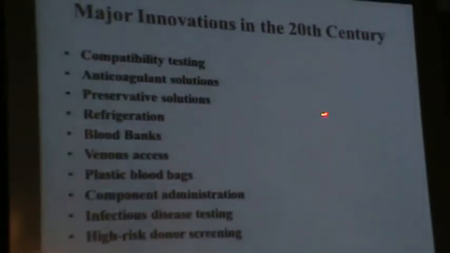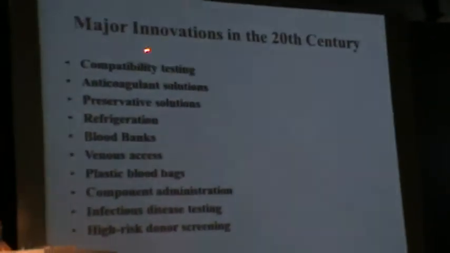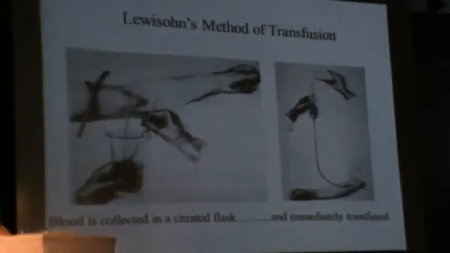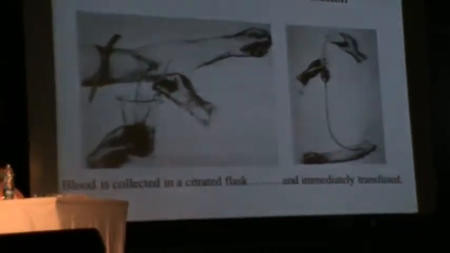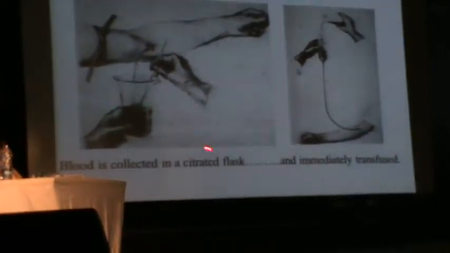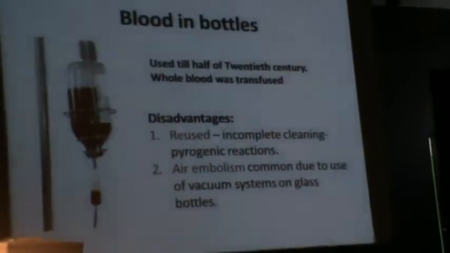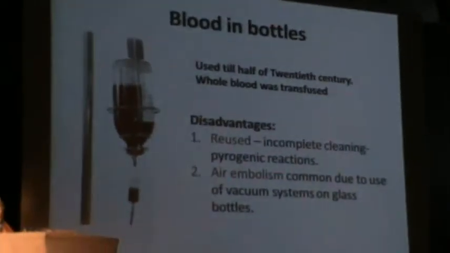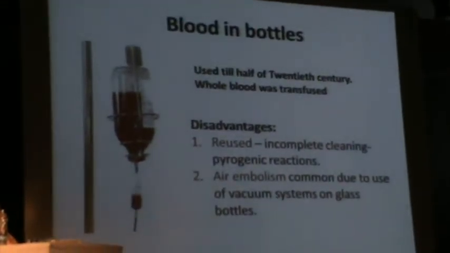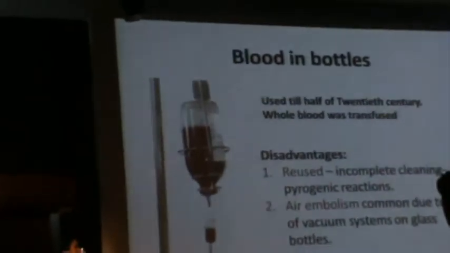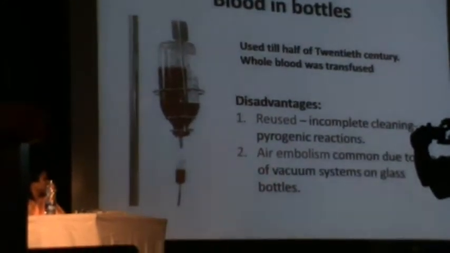So major innovations occurred in the 20th century. Initially, see how the blood was bled into a receptacle and then immediately transfused into the recipient. Next was blood in bottles. I'm sure most of the seniors here remember this. When I donated the first time as a medical student, yes, it was bottles. You had one bottle of blood. So they were all in bottles.